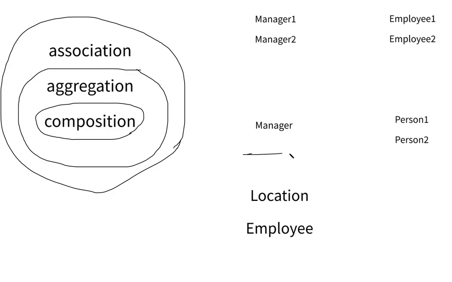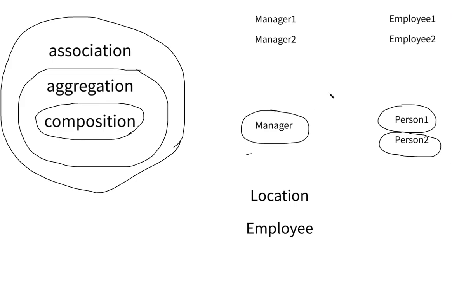So aggregation, let me make another point. Aggregation, the object person 1 and the object person 2 exist on their own, separate from the object manager. Okay? So what does that mean? That means person 1 could be made in the driver. Person 2 could be made in the driver. Person 3, a manager, could be made in the driver, right?